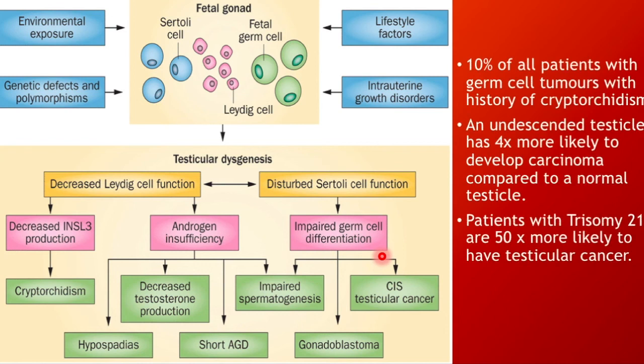And there's evidence to support this as well. So 10% of all patients with germ cell tumours had a history of cryptorchidism. A patient with an undescended testicle has at least 4 times the risk of carcinoma compared to a normal testicle. And patients with trisomy 21 are 50 times more likely to have testicular cancer.